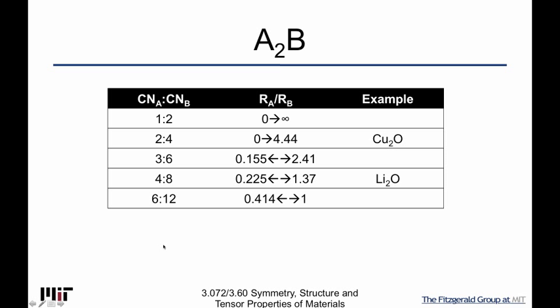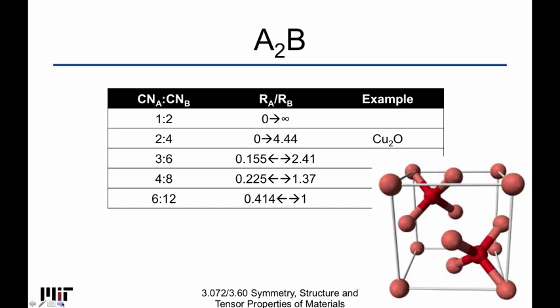Then, of course, we could look at the A2B case. Really just the inverse of the last one, where there's more A ions, just to put in your mind that, of course, that's completely possible. And you can see that in this copper oxide structure, where there are many, many more copper ions.